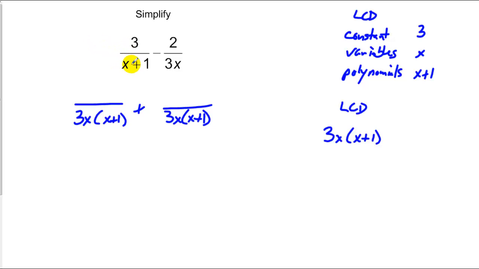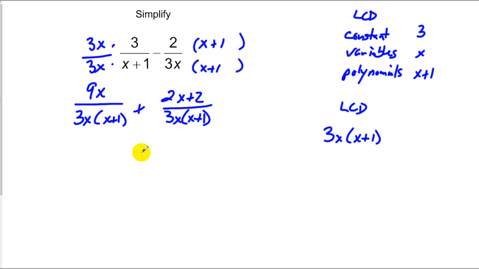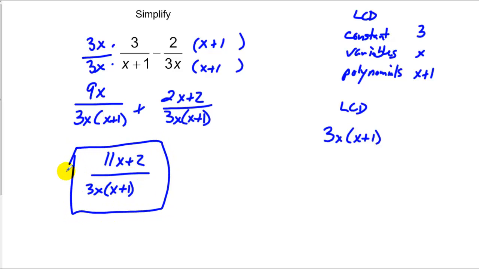And find out what I need to multiply by x plus 1 to get 3x times x plus 1, and that's a 3x. And then likewise on the right side, I need a multiplication of x plus 1, giving me 9x on the left, 2x plus 2 on the right. Add like terms, I end up with 11x plus 2 over 3x times x plus 1. Again, no GCF on top, no factoring, no common factors on bottom. There's my final solution.